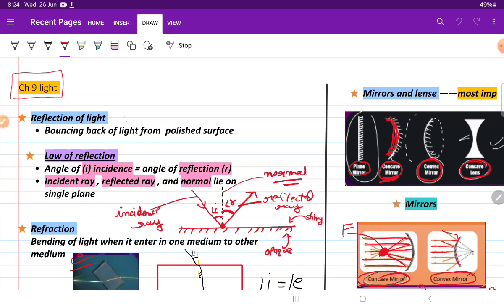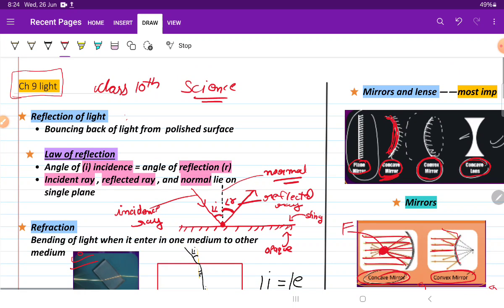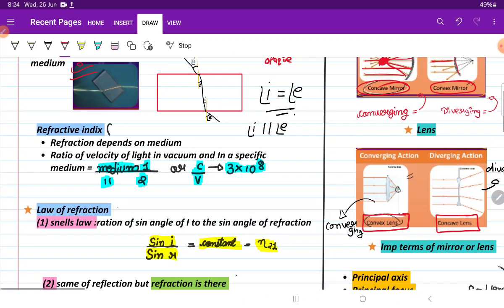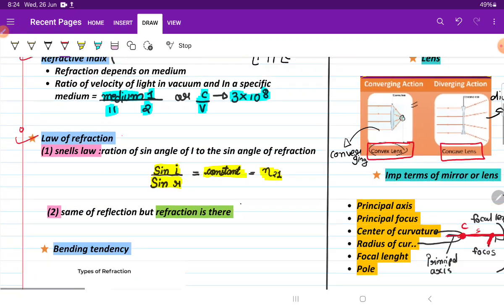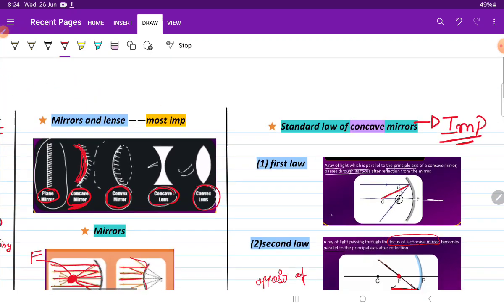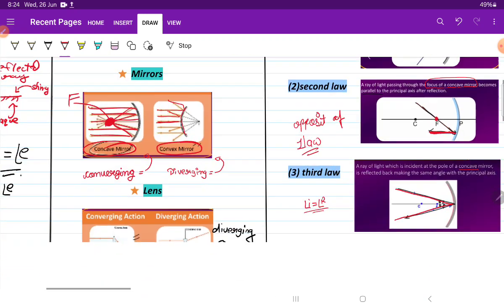In this video, we are going to do chapter number 9, Light, of class 10th Science. This is the part 1 video of chapter number 9, Light. In this video, we are going to cover topics like reflection of light, law of reflection, refraction, refractive index, and law of refraction. There are two laws, Snell's law and a second law, bending tendency of light, and the basics of mirror and lens.